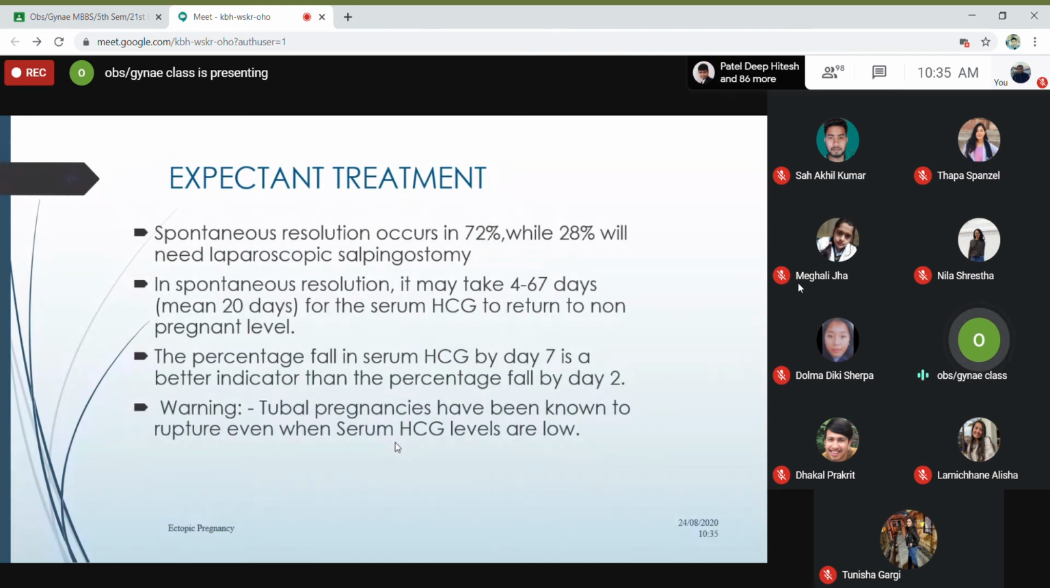Okay, so spontaneous resolution occurs in expectant management. It occurs in 72%, while 28% will need a laparoscopy. In spontaneous resolution, it may take 4 to 67 days. So it can take a lot of days also. So she has to be very patient, and even we have to be patient with this, okay? And the percentage fall in beta HCG by day 7 is a better indicator than the percentage fall by day 2. So by day 7, when it has fallen a good amount, then you know. Tubal pregnancies have been known to rupture even when beta HCGs are low.